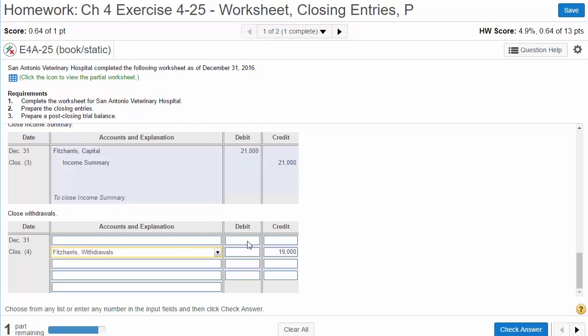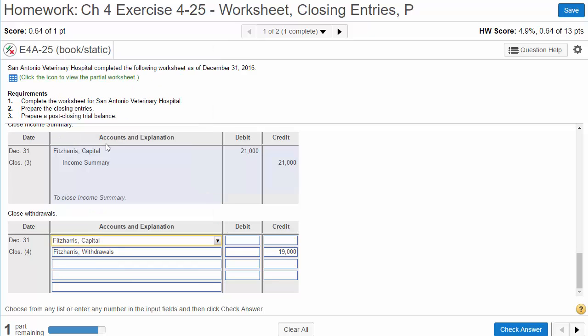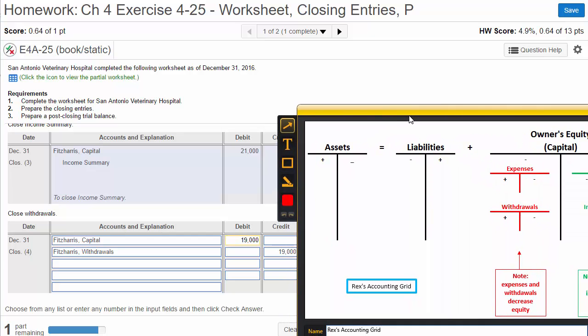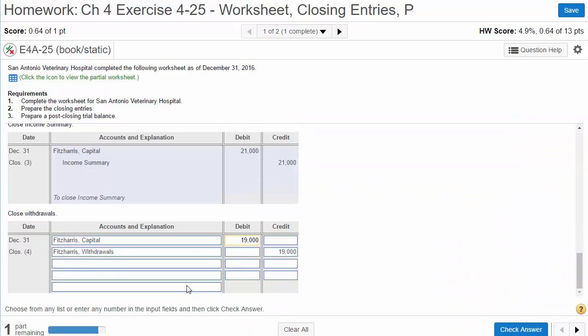So withdrawals are going down. And then what account is it that withdrawals affect? Well, they affect the capital account. And which way do draws make capital go? We make capital go down. So that's why we know capital has to be on the left side. So we're closing our withdrawals.